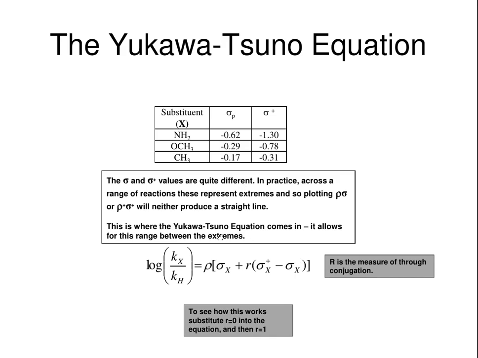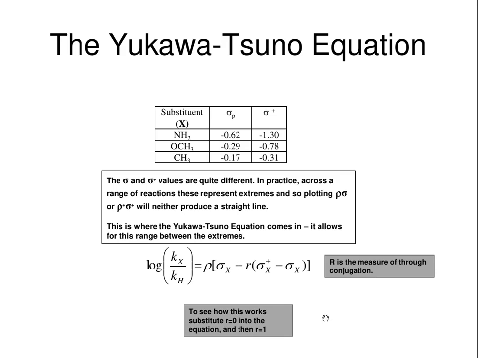So the way to understand the Yukawa-Tsuno equation is first to notice that the substituent parameters are normal sigma Hammett substituent parameters, and you can see it appears twice. And then you've got the sigma plus, or you could put a sigma minus here instead. So how it works is that this R is a measure of through conjugation, and that R value can go between 0 and 1.